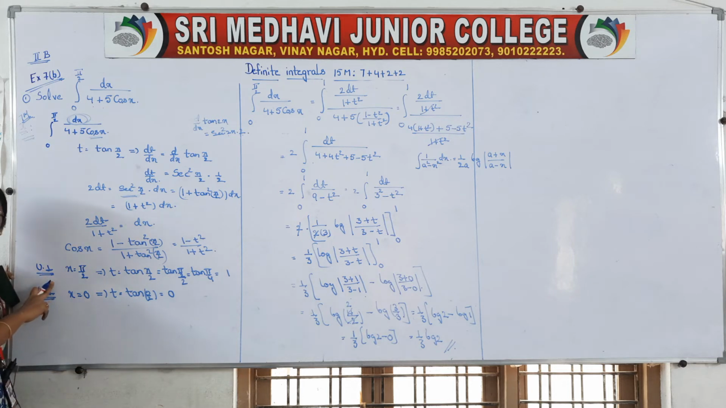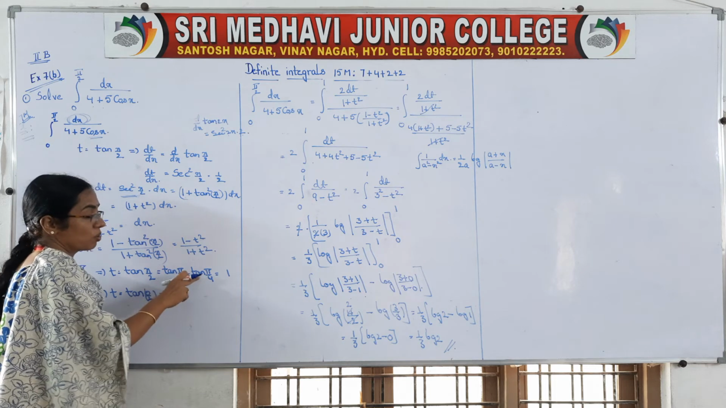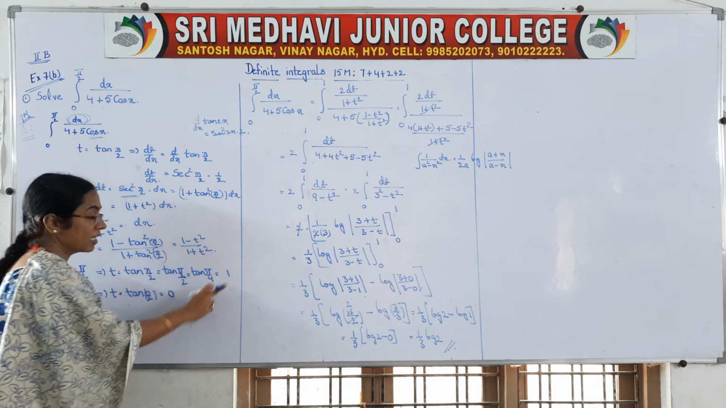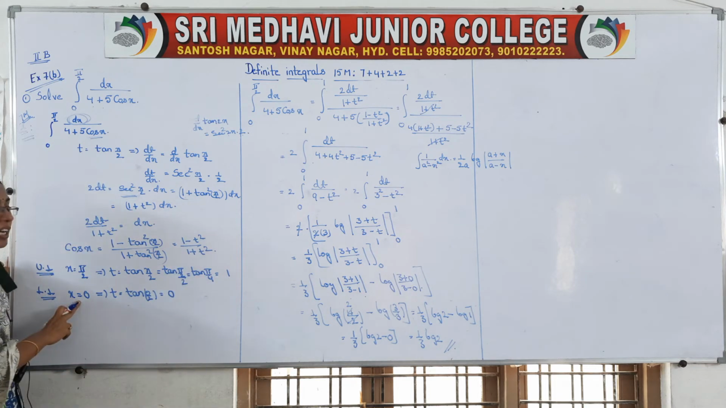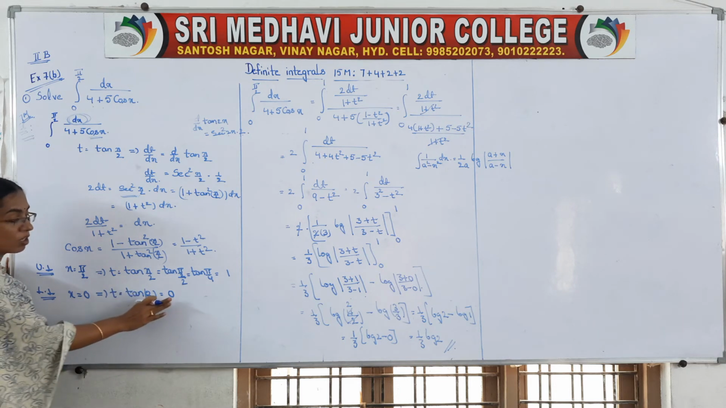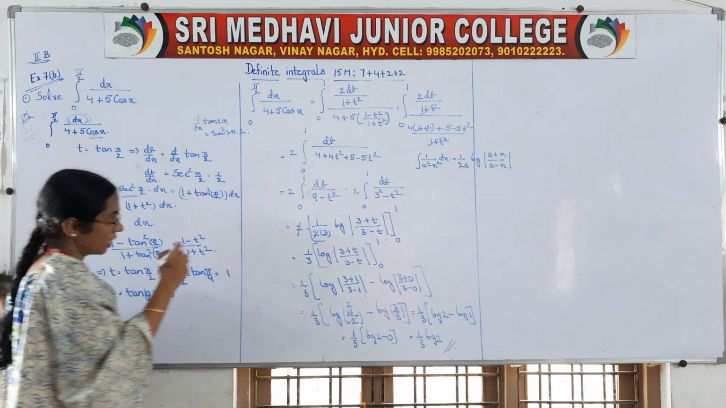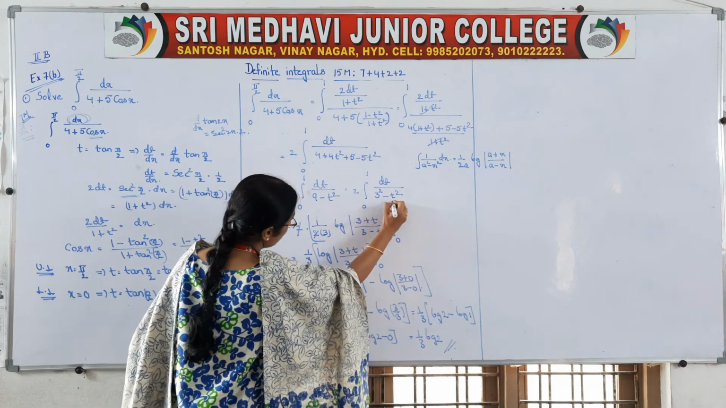For that you take the upper limit, x is equal to pi by 2, and substitute in t. It is tan of pi by 2 by 2, so pi by 4, 45 degrees, that is 1. Next the lower limit x is equal to 0, that is tan 0 by 2, tan 0 is 0. Now your limits are 0 to 1, and substitute all the values. Now your problem is entirely in terms of t.